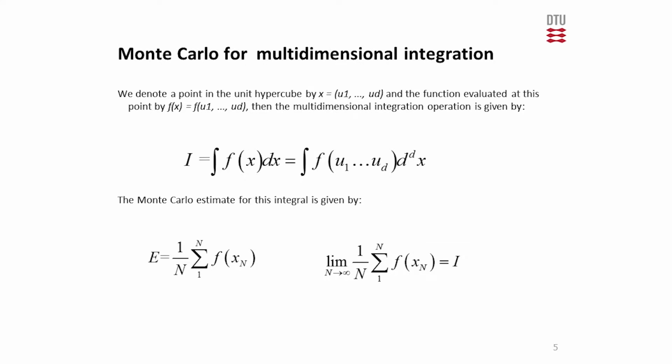The integral of a function f(u1, ..., ud), depending on d variables u1 up to ud, is considered over the unit hypercube [0, 1]^d. It is assumed that f is square integrable. The law of large numbers, a central limit theorem, ensures that the Monte Carlo estimate converges to the true value.